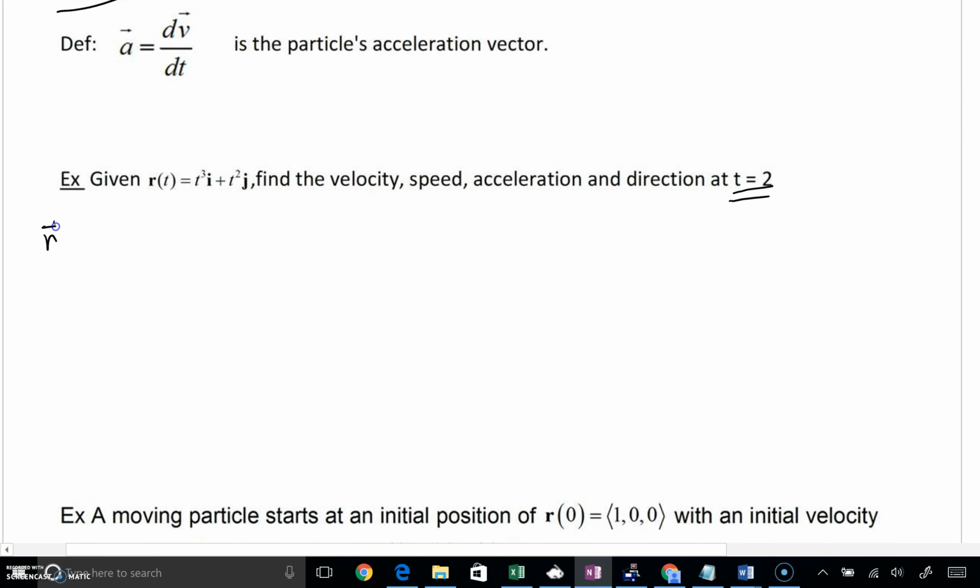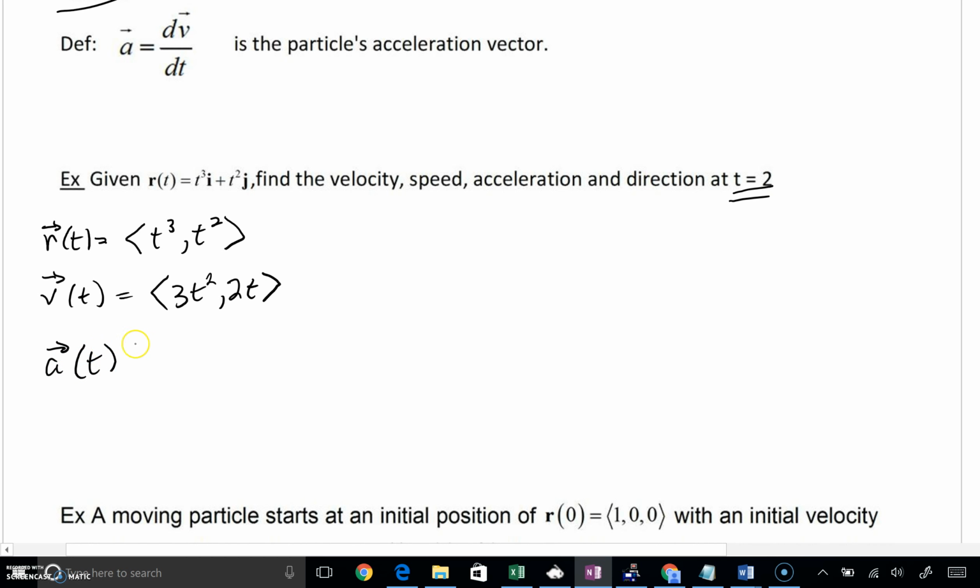So here's r of t right here, and of course, that's really just t cubed, t squared. We can quickly find our velocity vector. Our velocity vector is going to be 3t squared, 2t. If I take another derivative, the acceleration vector then, not surprisingly, will be 6t, 2.